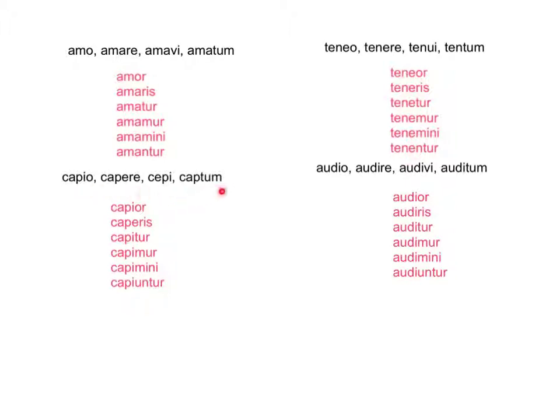Going over to third io, capior, still need that i there. And i everywhere, except for this second singular, just like we saw with regor, regeris. They don't really like that iris thing, so they don't do that. It's not really the point anyway. The purpose of that i is that it's going to be a short sound, so capitur, but here caperis. And fourth, that i is long, so it sticks around forever. Audior, audiris, we have an iris there. Auditur, audimur, audimini, audiuntur.